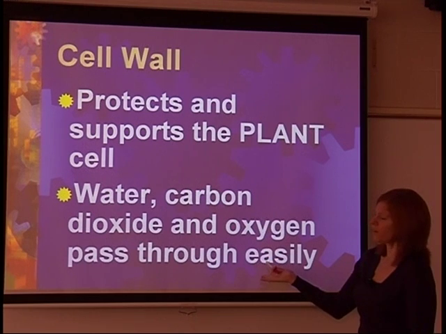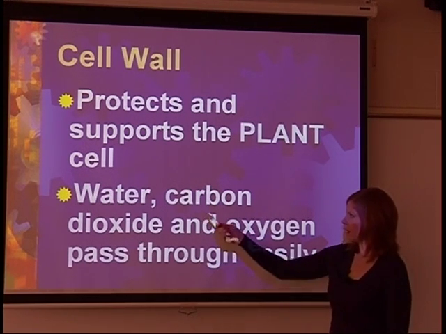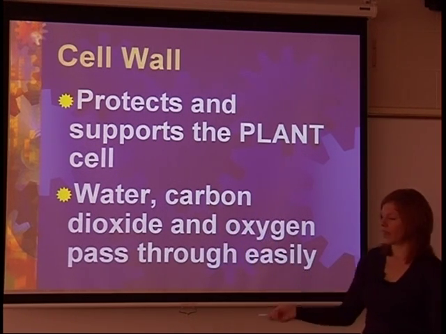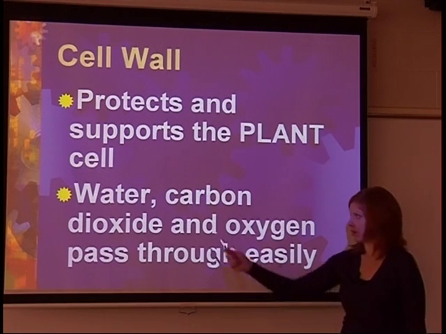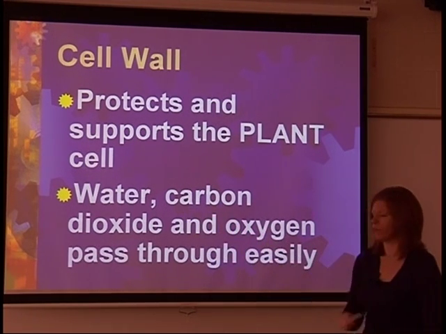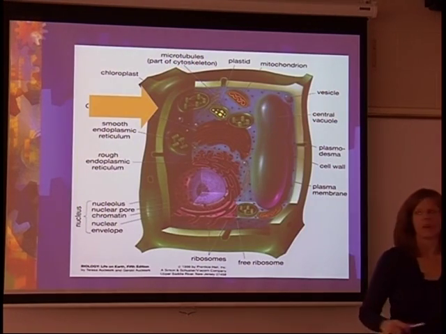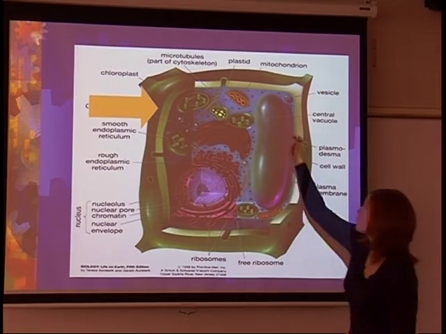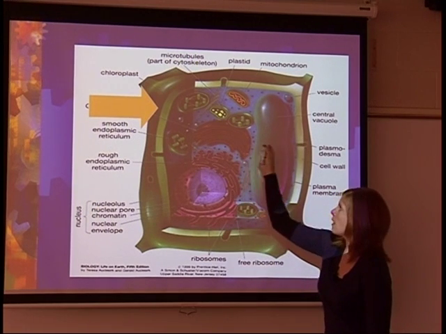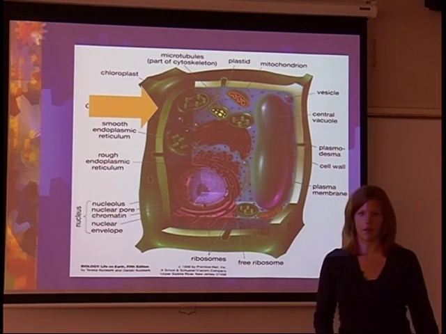Really what it does, it's very similar to the cell membrane. It lets water, carbon dioxide, and oxygen get into the cell and out of the cell, because a plant will need all of those materials in order to survive. Showing the cell wall, it's this green structure going around the outside of the plant cell.